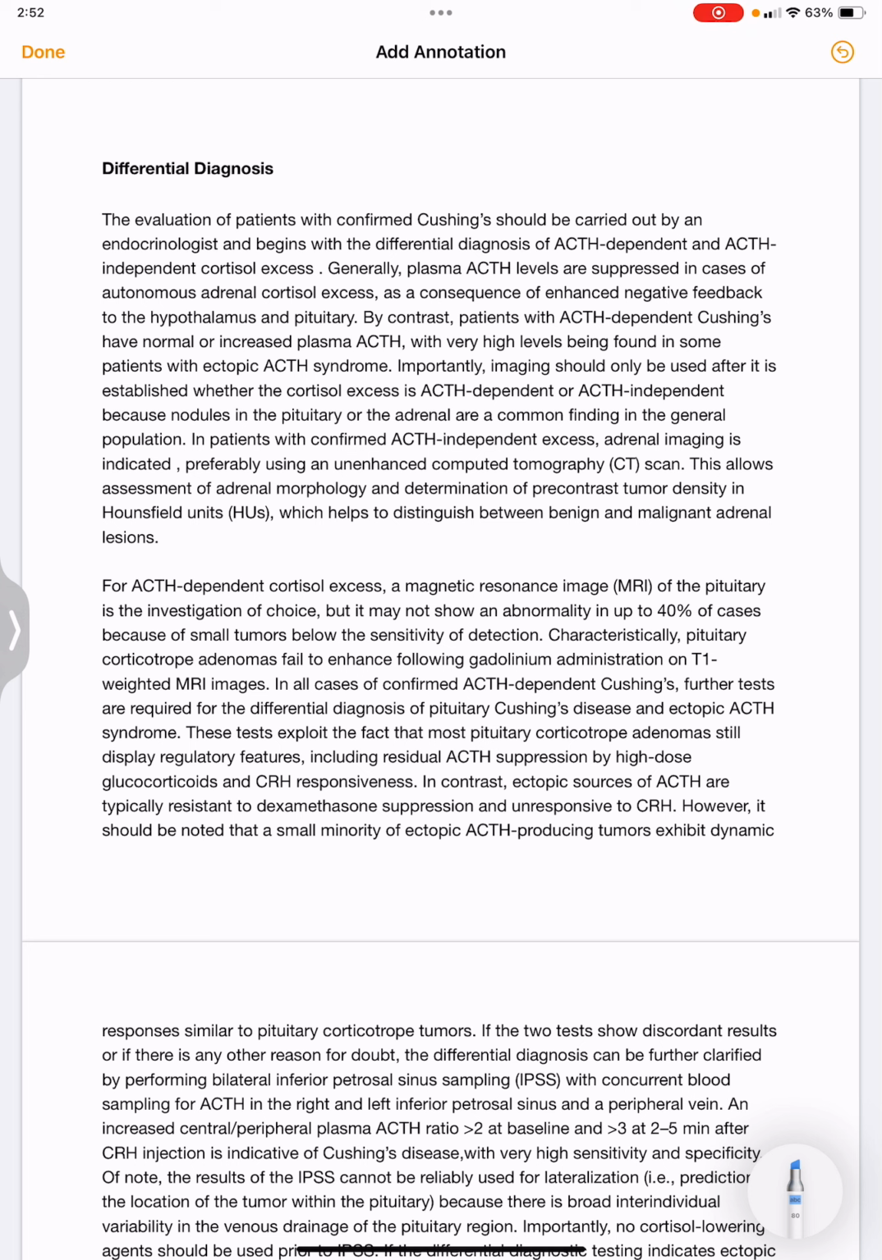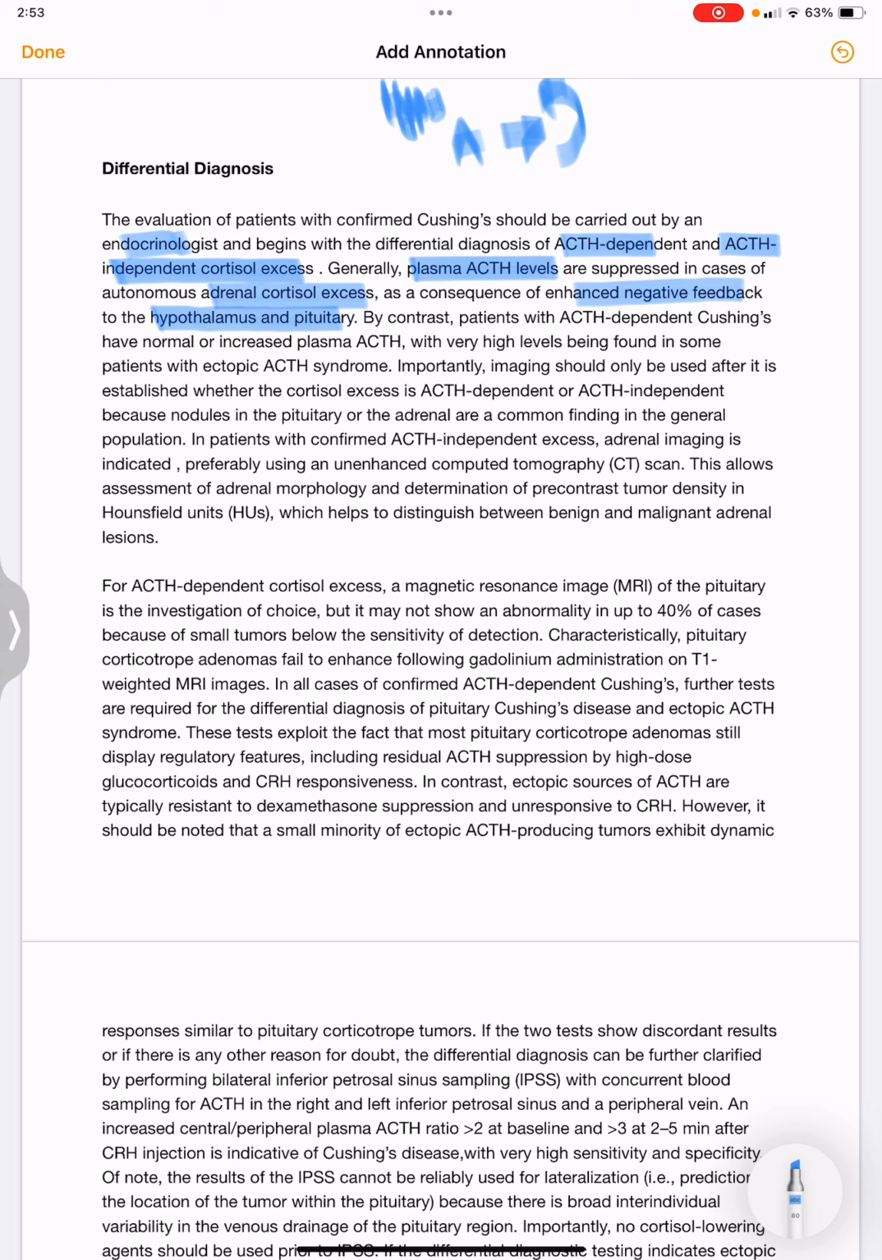The evaluation of a patient with confirmed Cushing's should be carried out by an endocrinologist and begins with the differential diagnosis of ACTH dependent and ACTH independent cortisol excess. Generally, plasma ACTH levels are suppressed in cases of autonomous adrenal cortisol excess because of enhanced negative feedback to the hypothalamus and pituitary. Supposing the adrenal gland is secreting cortisol, what will happen? This will cause negative feedback, so this will cause suppression of the hypothalamus and pituitary.